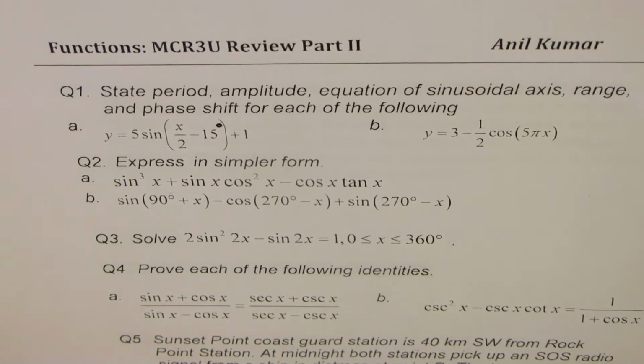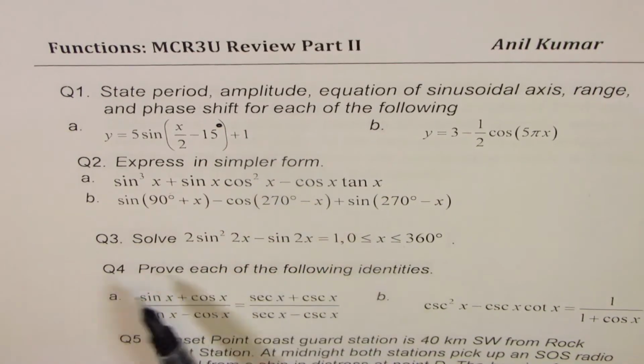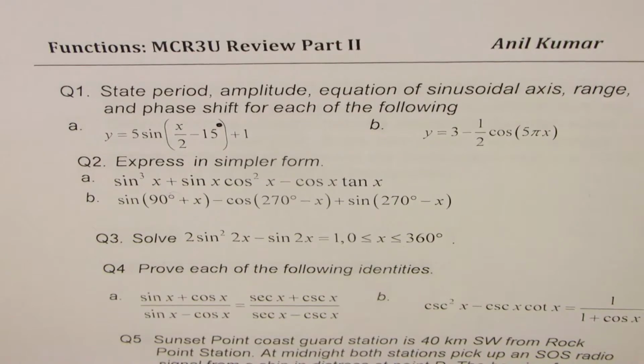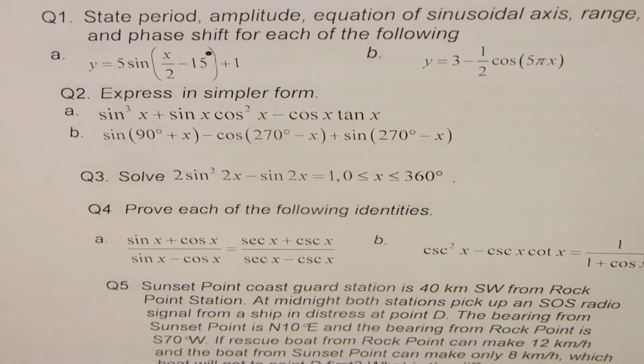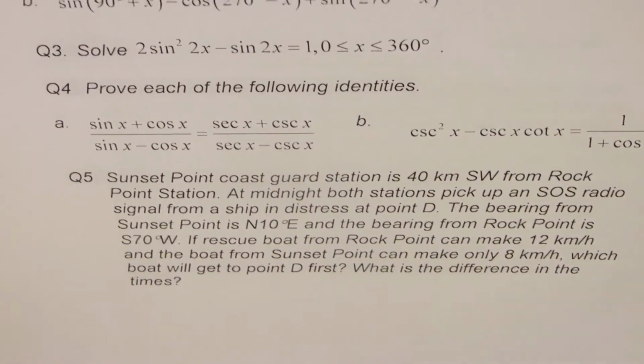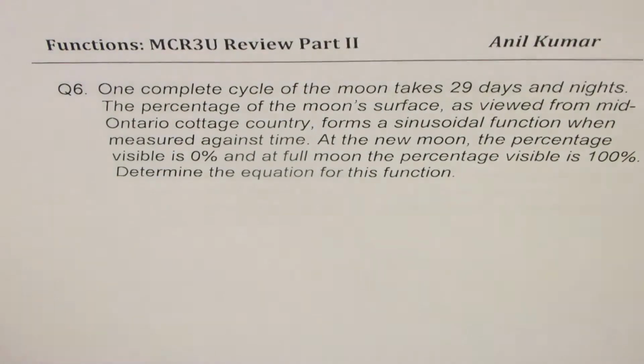So the variety includes understanding sinusoidal functions, expressing them in simpler forms, solving equations, trigonometric identities, and word problems, right? So we have 3 word problems here. So this is question number 5. You can always pause and copy the question. And then we have question number 6.